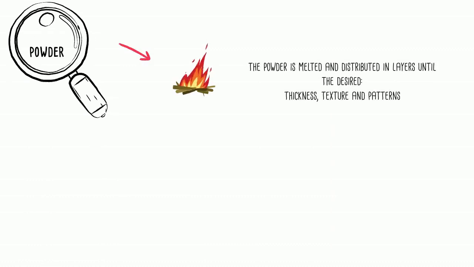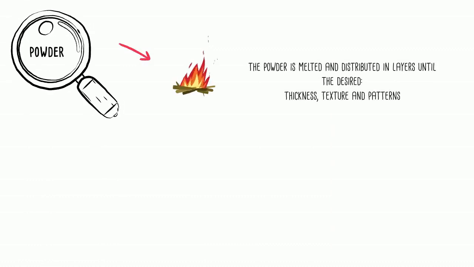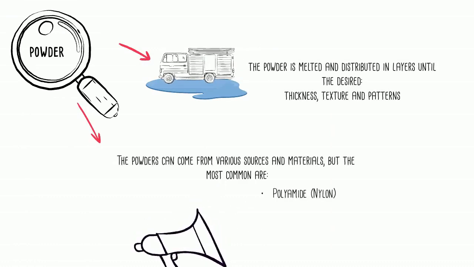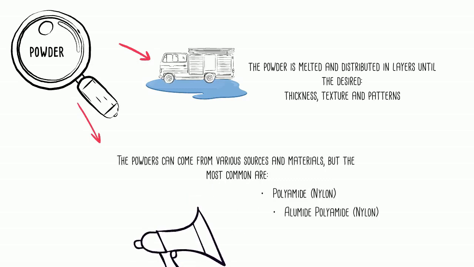Powder. Inside the printer, the powder is melted and distributed in layers until the desired thickness, texture, and patterns are made. Usually the powders come from polyamide, alumide.